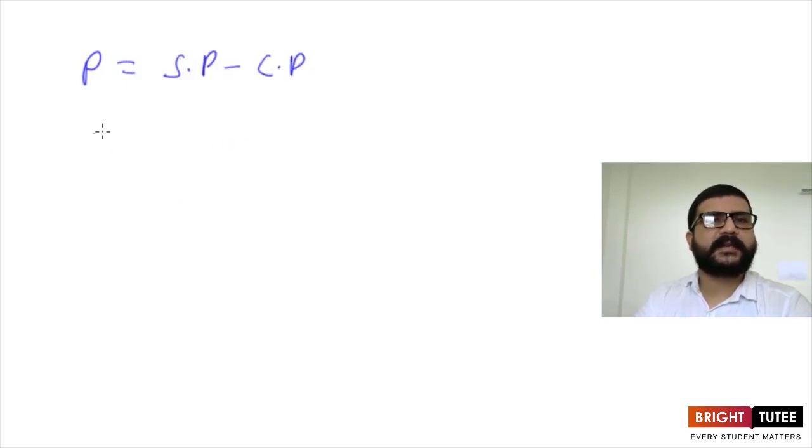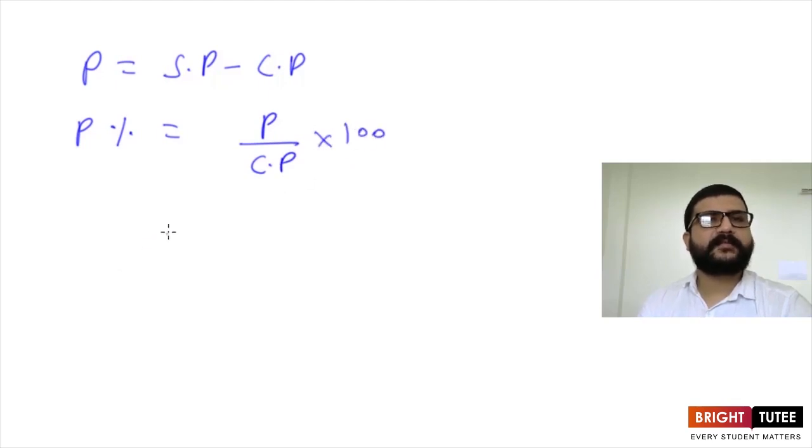We have seen that if SP is greater than CP, that is selling price is greater than cost price, then it is a case of profit, and profit is equal to selling price minus cost price. We can write it here. P, that is profit, is equal to SP minus CP. And how to find profit percent, that is P percent, it is equal to profit upon CP into 100. And if CP is greater than SP, then it is a case of loss, and loss is equal to CP minus SP.